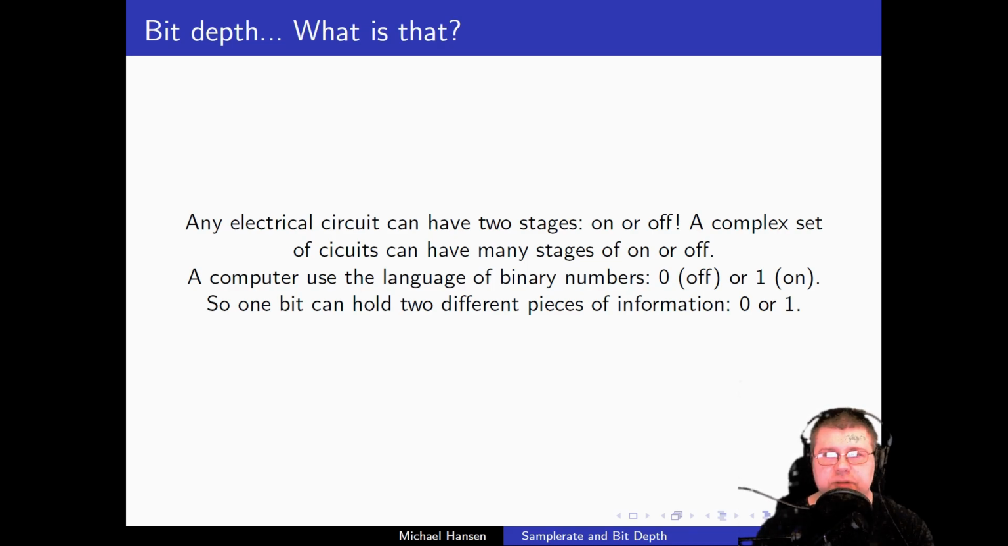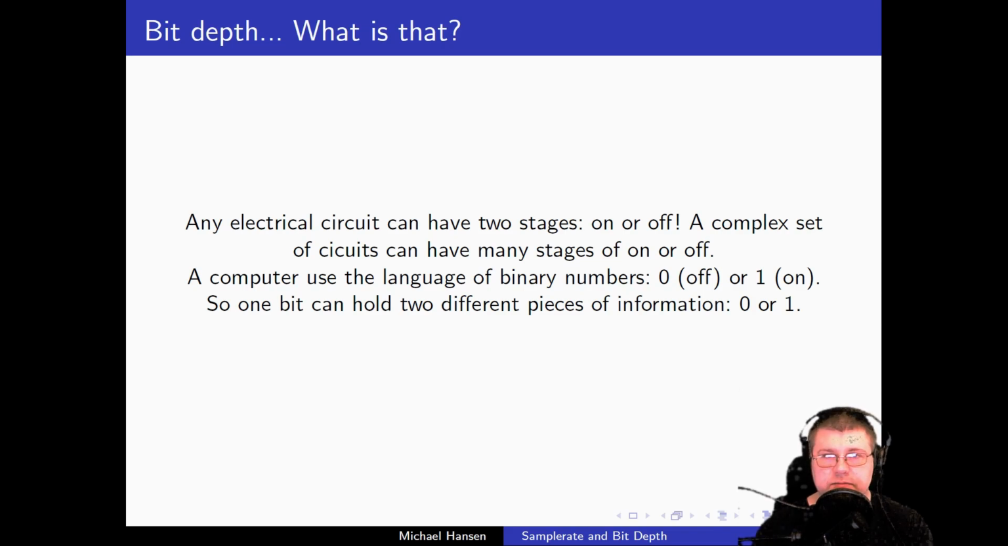An electrical circuit can have 2 states. Even the light switch can have 2 states, on or off. You can't have anything in between. You can't have half on, half off. You can only have on or off. Now that's it. A complex set of circuits can have many states of on and off, and that can route things around, but still the basics is on and off.